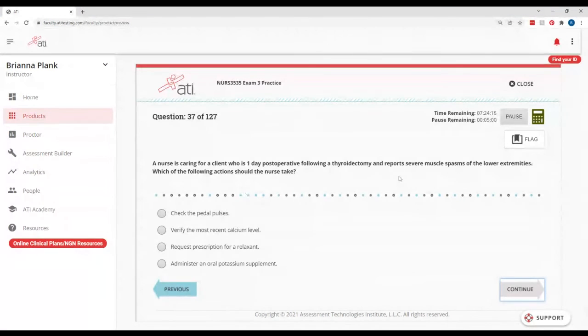Okay, the patient had a thyroidectomy. They're reporting severe muscle spasms in the lower extremities. What do we want to do? What do you guys think? Couple for A. I'm going to go with B.